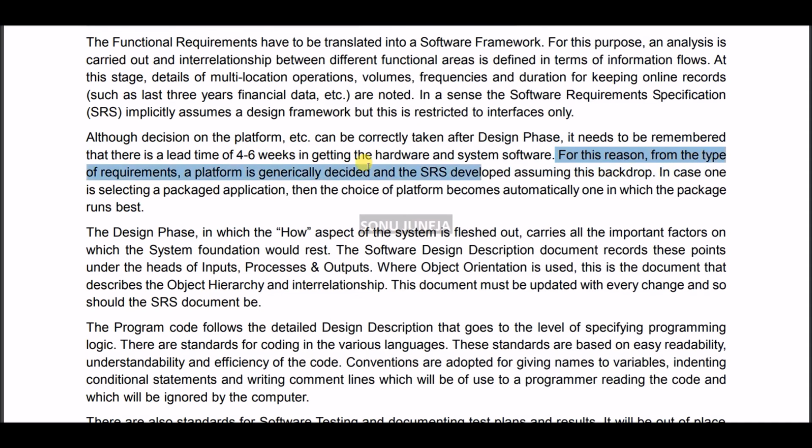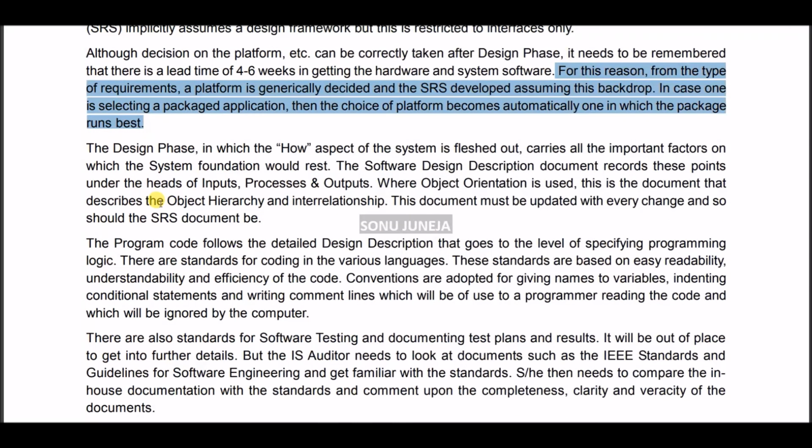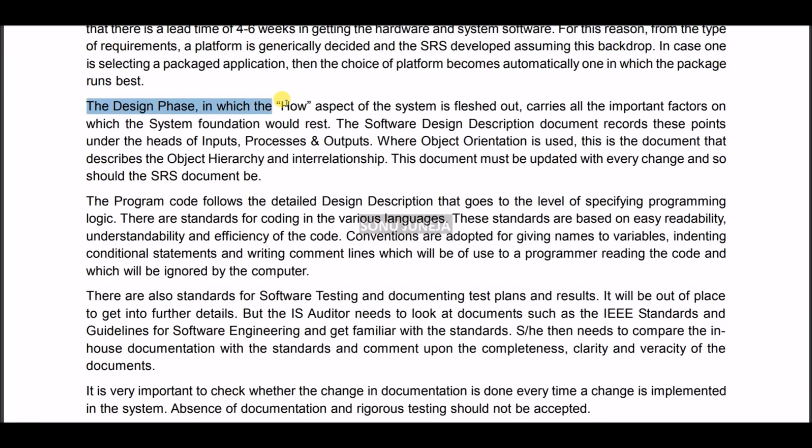For this reason, from the type of requirement, a platform is generally decided as the SRS is developed assuming the backdrop. In case one is selecting a package application, then the choice of platform becomes automatically the one on which the package runs best. The design phase, in which the aspects of the system are fleshed out, carries all the important factors on which the system foundation would rest.